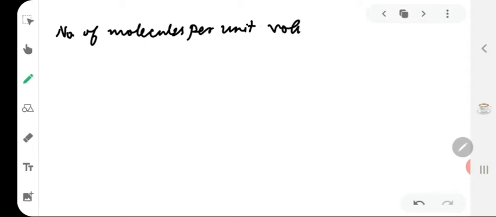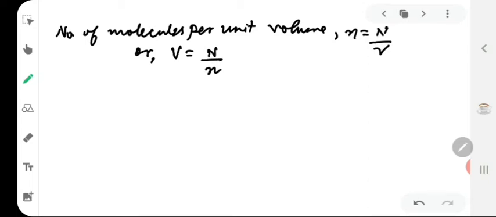Mathematically, Boyle's law can be expressed in another form also. If the given volume V of the gas contains n molecules, then number of molecules per unit volume given by small n will be equal to n by V, or we can write down V to be equal to n by small n. So we can write down P in terms of V, we can write down P times n by small n equal to constant.